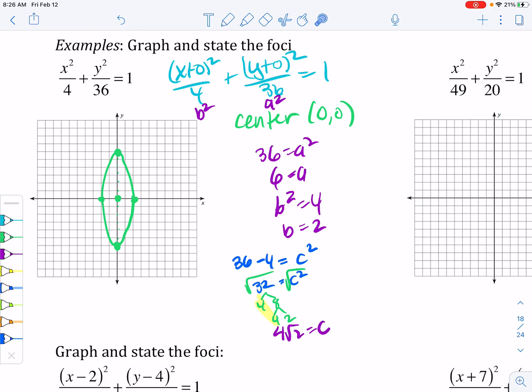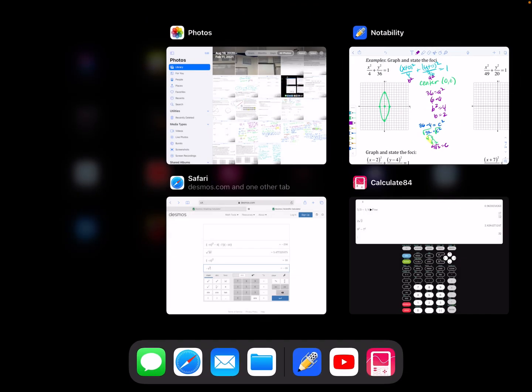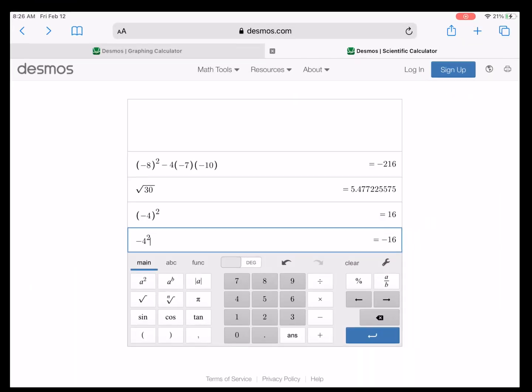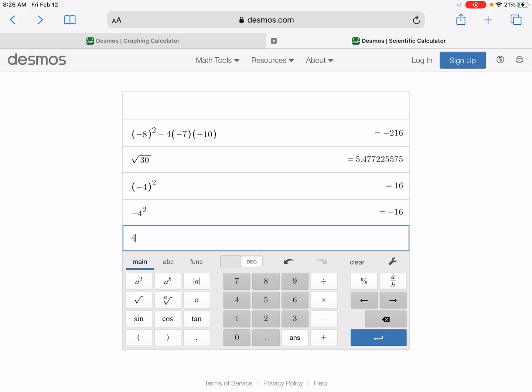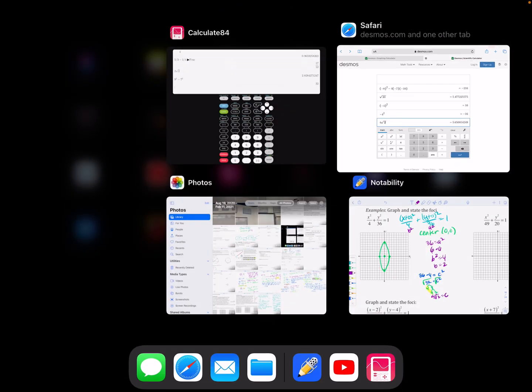So your foci is always along the major axis. So here's our major axis. So we're going to go from the center. And since we're going along the major axis, that means I would go up and down by our c value. So we're going to go up and down by 4 root 2. Now, if you need a decimal approximation of 4 root 2, so you can see where you're at, or how much you should be going up by, that's 5.6.